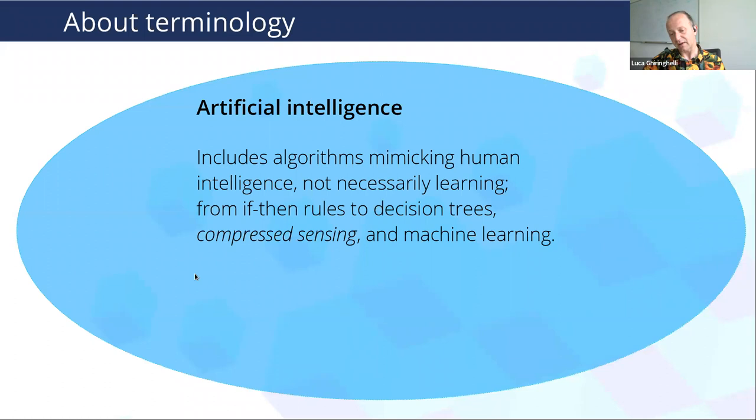And then we have other things like compressed sensing, that is typically considered outside machine learning. Matthias mentioned a little bit what compressed sensing is in his talk. And then we have also machine learning inside as a subset of artificial intelligence tools.